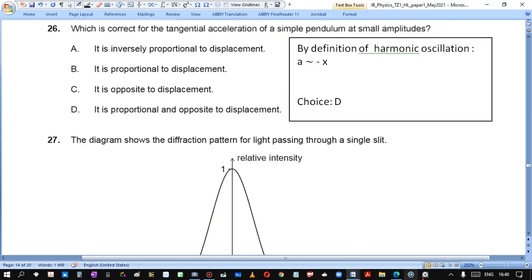Question 26. Which is correct for the tangential acceleration of a simple pendulum at small amplitudes? By definition of harmonic oscillation, acceleration is proportional but opposite to the direction of displacement. So we choose D by definition of harmonic. A pendulum, we know that it is in harmonic oscillations, and we choose D.